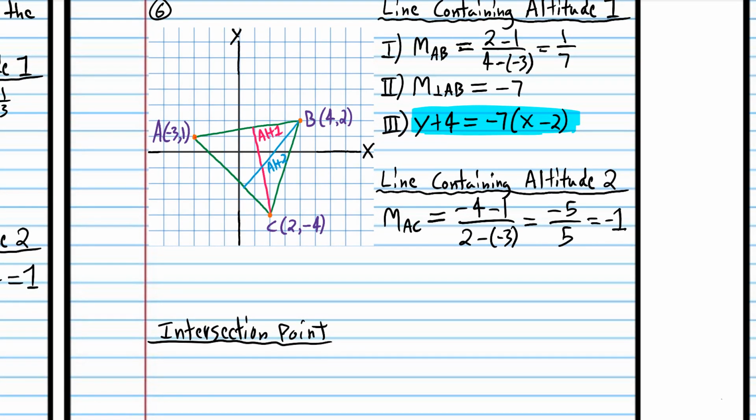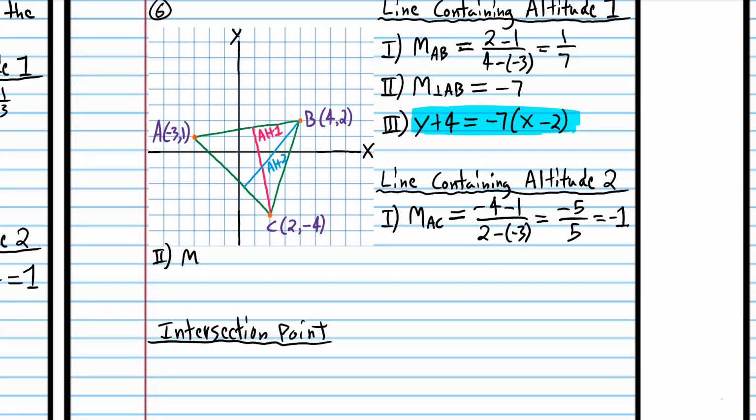So that is step number 1. And step number 2, we're going to find the slope of the line perpendicular to AC. And that would just be positive 1. And last step, we're going to find the equation of the line containing altitude 2. So that is y, for altitude 2, point B is on the altitude, so we have y minus 2 equals 1 times x minus 4. So that is the second equation that we're going to use to find the orthocenter. And then we're just going to find that point of intersection.